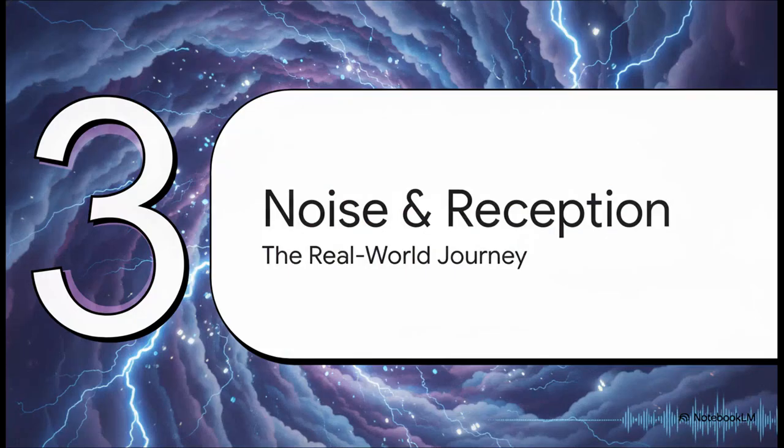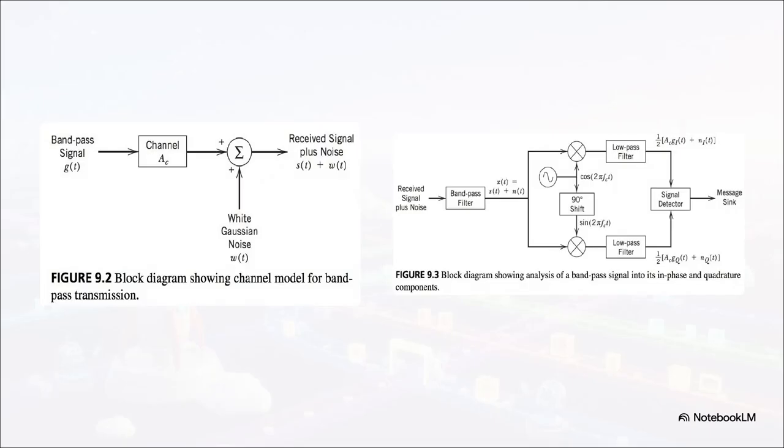Which brings us to part 3, channel noise and signal reception. All right, this is where the real world hits hard. On the left side here, our beautiful, pristine bandpass signal enters the channel. Almost instantly, it's attenuated, and worse, it gets attacked by additive white Gaussian noise, or AWGN. So what actually arrives at the receiver is this messy, degraded combination of a weakened signal and totally random noise.